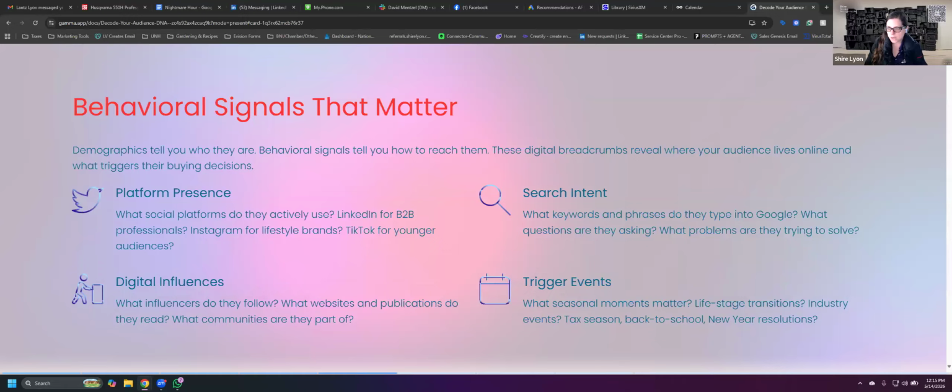And the last one is, are there seasonal or life stage triggers that influence their buying decisions? Are they buying a house, having a child, retiring, going on vacation? While those things might not always be directly related to you, they are related to the behaviors, the things they buy, the things they do, and also the way you can target them across the internet. So it's important to gather as many of these facts as you can.